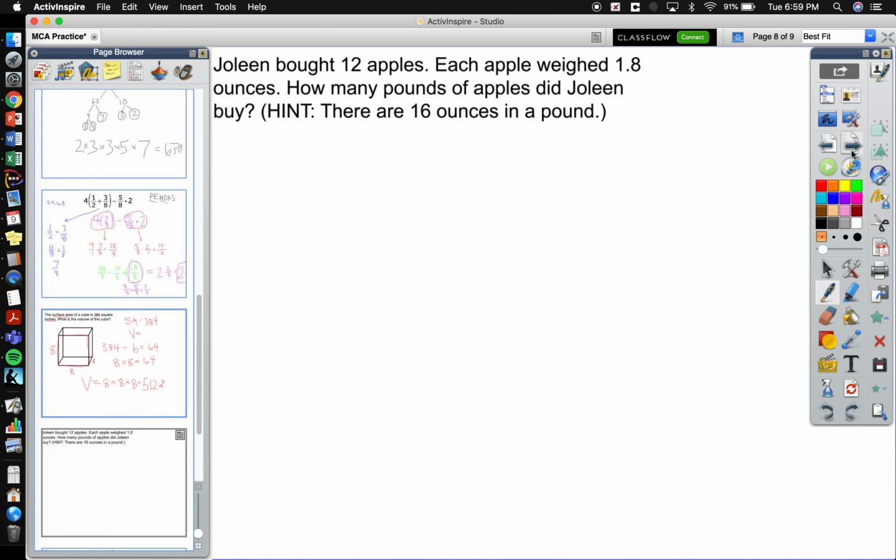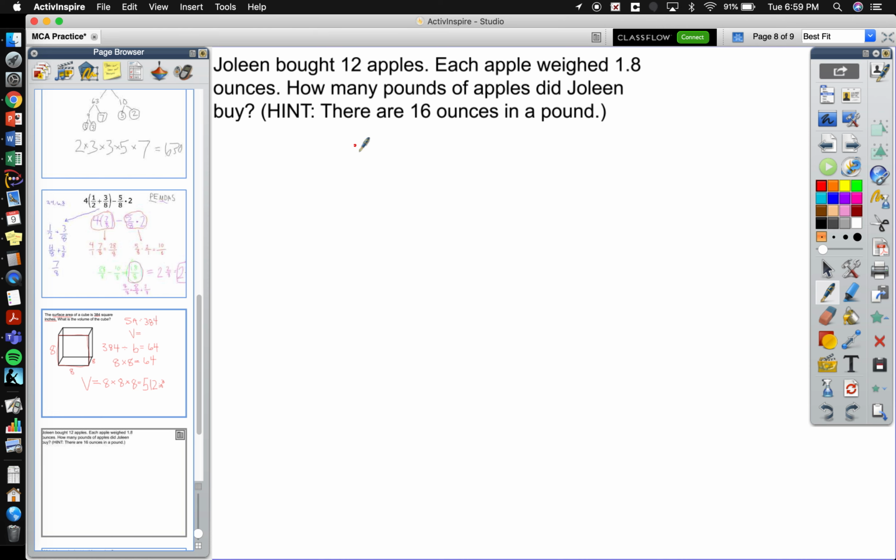So the next problem is a word problem. It says Jolene bought 12 apples. Each apple weighed 1.8 ounces. How many pounds of apples did Jolene buy? And I gave you a hint: there are 16 ounces in a pound. So this is not something we've necessarily talked about yet this year, and that's okay. I'm going to show you how to do it now.